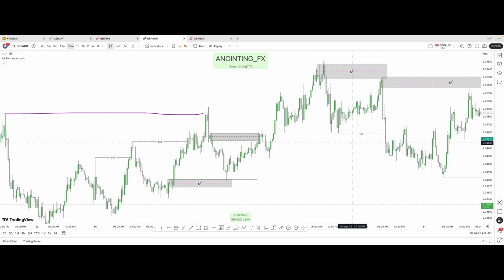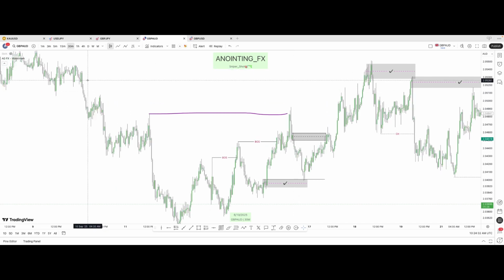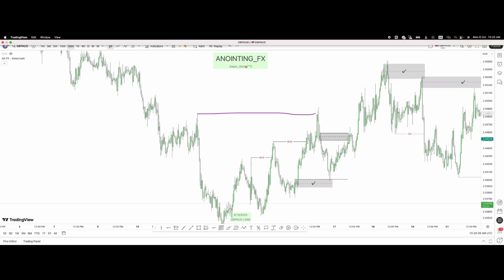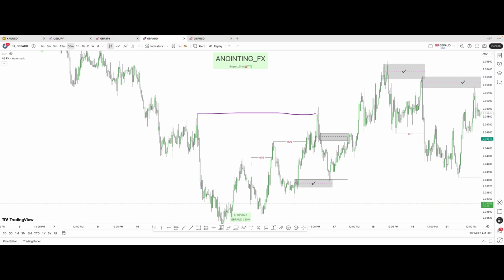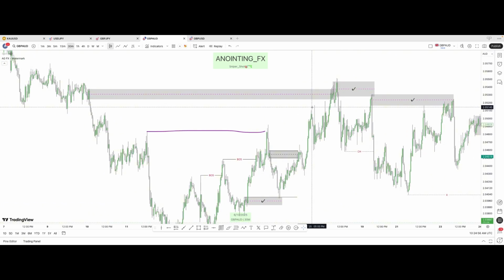When price reached this level, this high, I was so much anticipating that we could get a drop from this side. Let me mark it. We could get a drop from this supply zone over here, but I got wicked out.